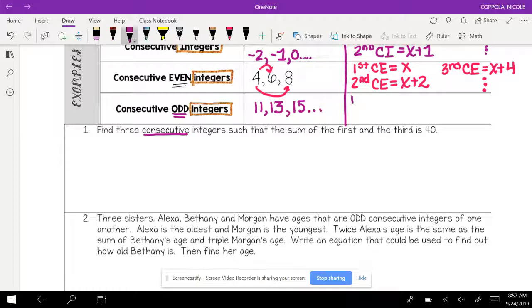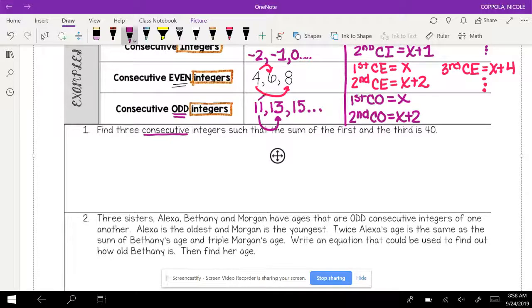What's weird about these, look, first consecutive odd, we'll start with X. How did I get from X or 11 to 13? I added 2. This makes people feel weird, and then think about this. How did I get from 11 to 15?